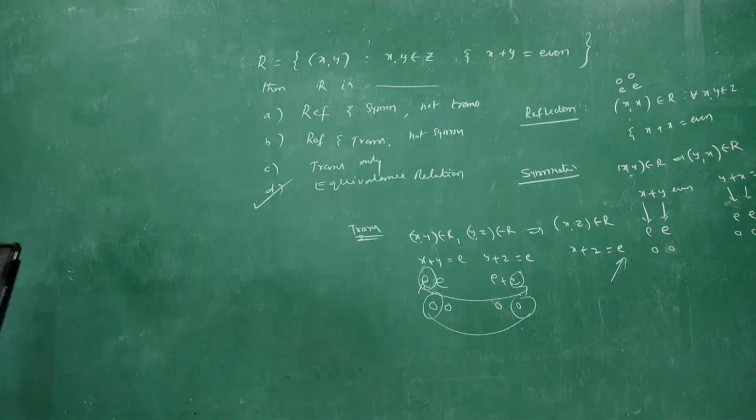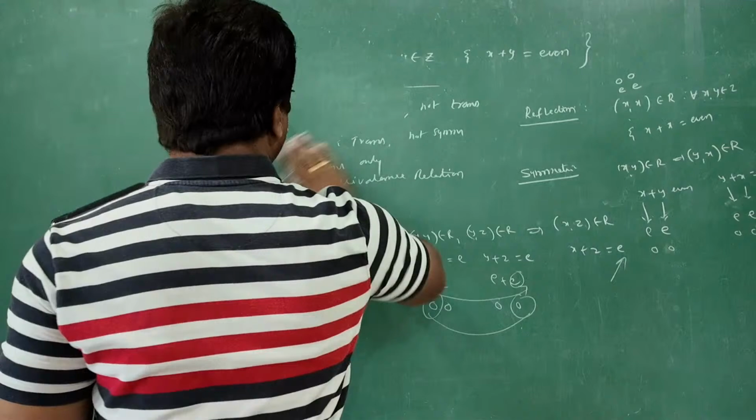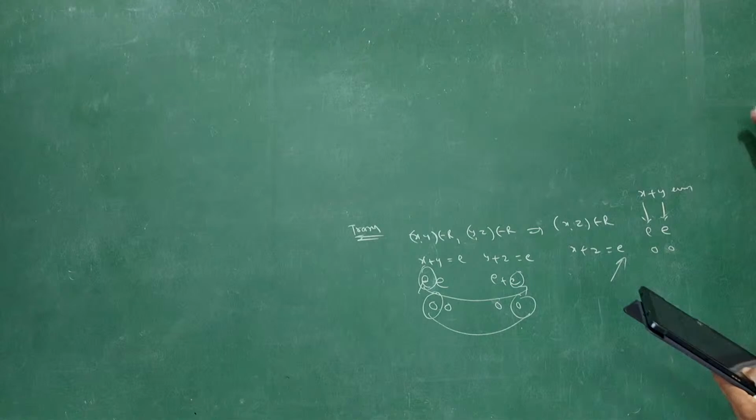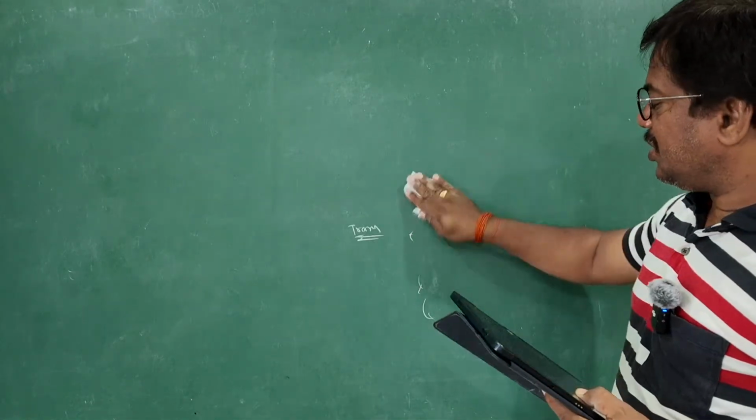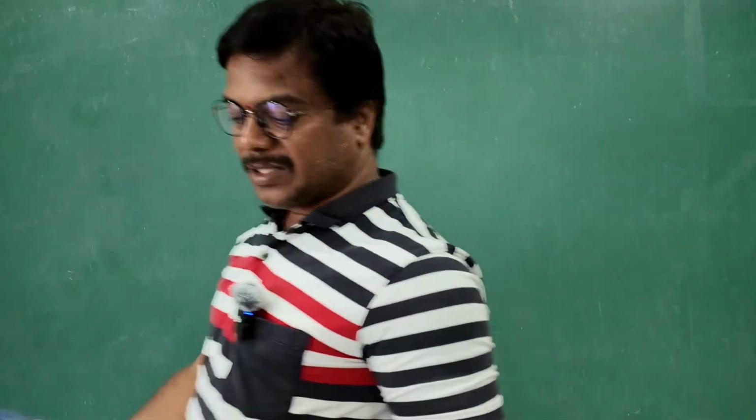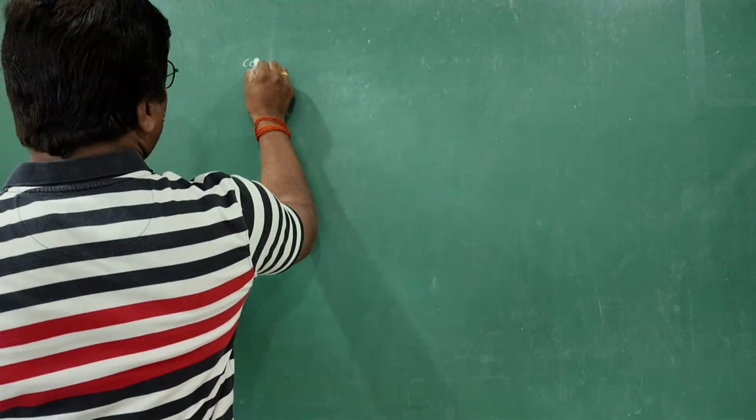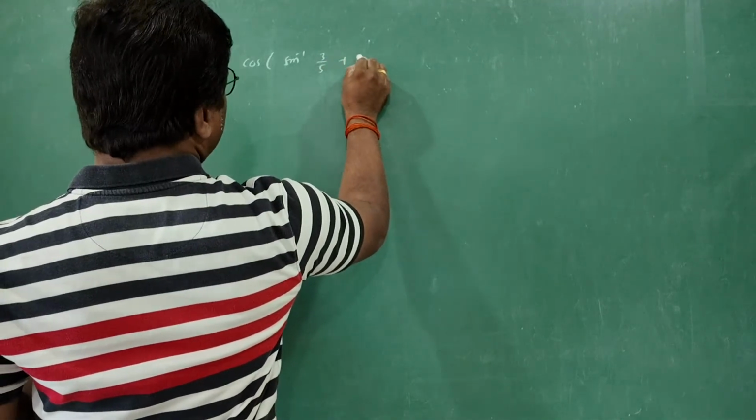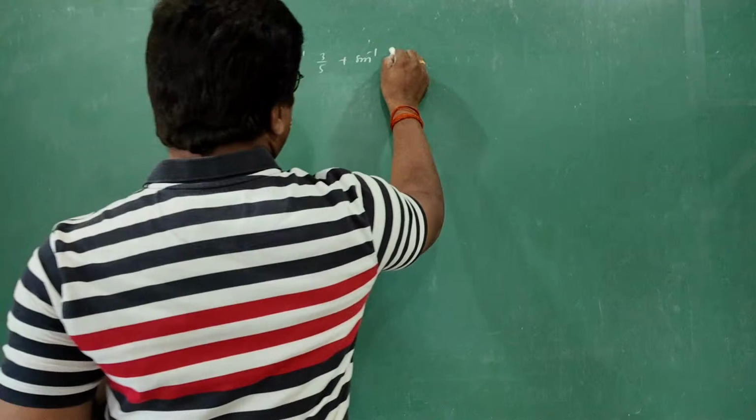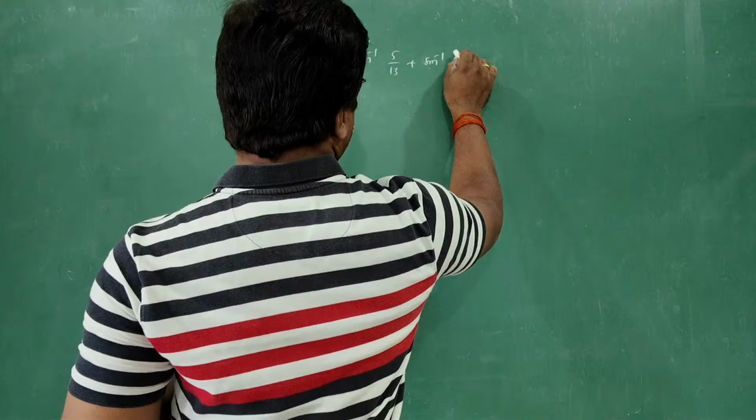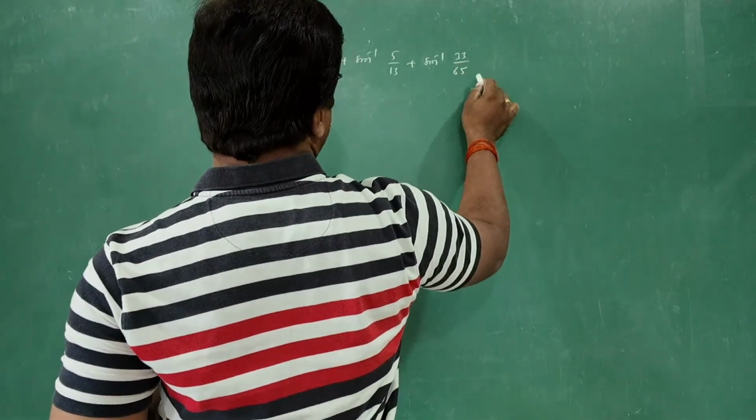There is a question from inverse trigonometry, a simple question with two-digit numerals, a little bit time taking. Question: cos of sine inverse of 3 by 5 plus sine inverse of 5 by 13 plus sine inverse of 33 divided by 65.